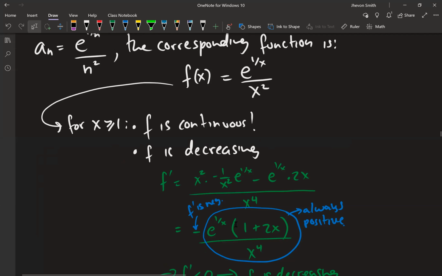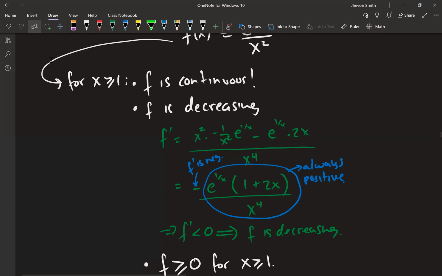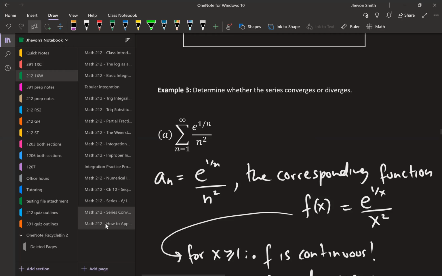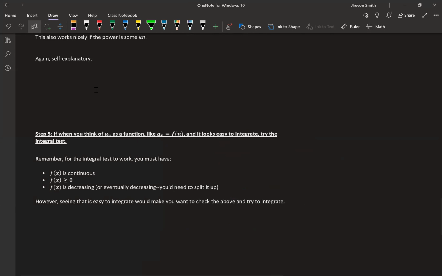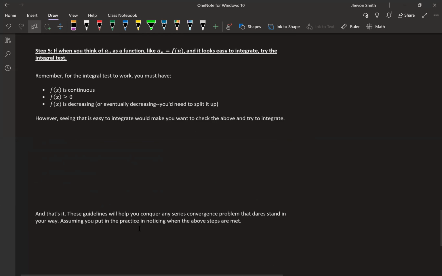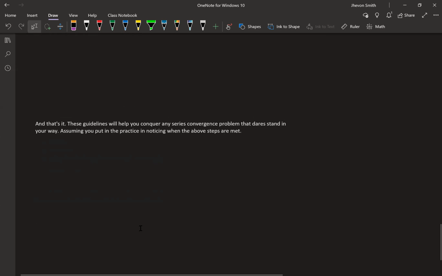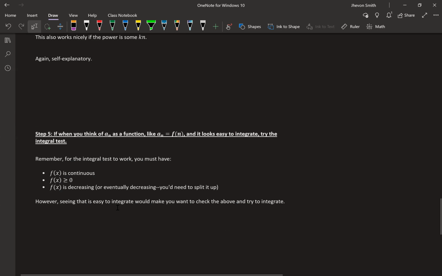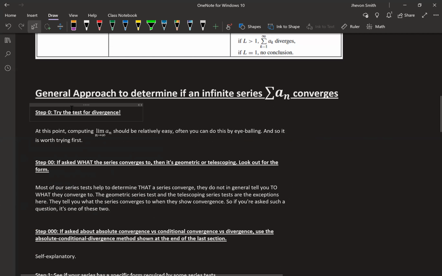So we did that here with the integral test. If you realize that as a function it's easy to integrate, and it's continuous, decreasing, and positive, the integral test is the prime candidate here. And that's pretty much it. Once you have a random series problem and the test for divergence does not work, it's one of the first things you're going to look for.